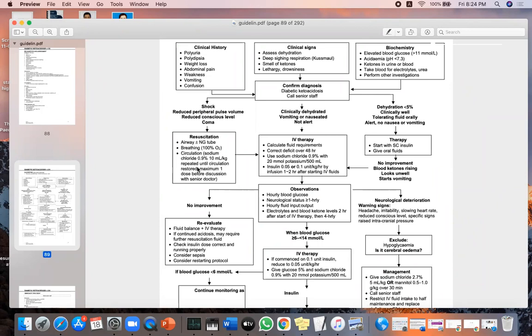what is the chance of developing cerebral edema? The child may already have developed cerebral edema. Now remember, cerebral edema can develop with overhydration or with dehydration. This is a very, very important line. Please note, cerebral edema can develop by overhydration or dehydration. The mechanism of developing cerebral edema is mostly unknown.